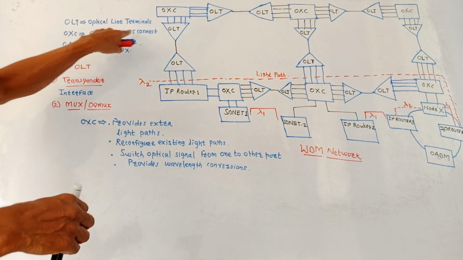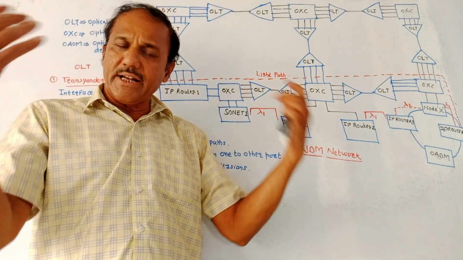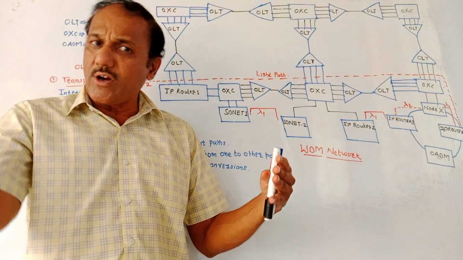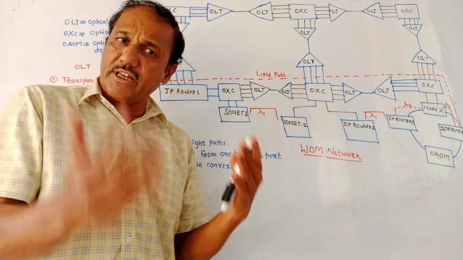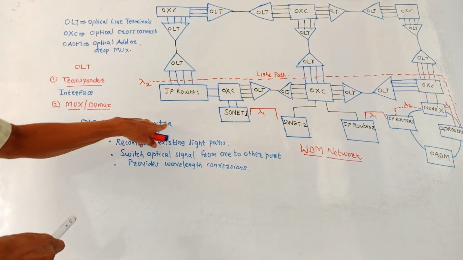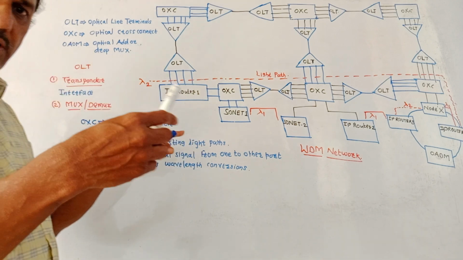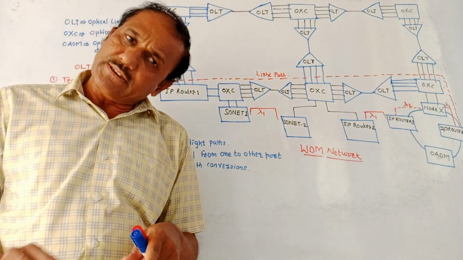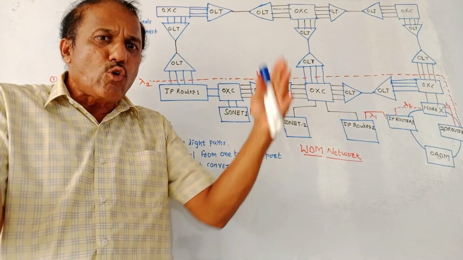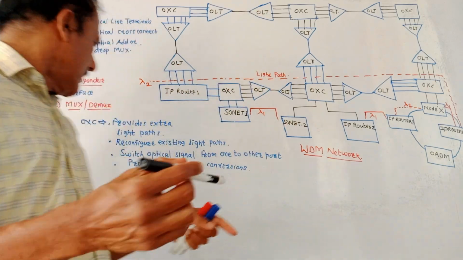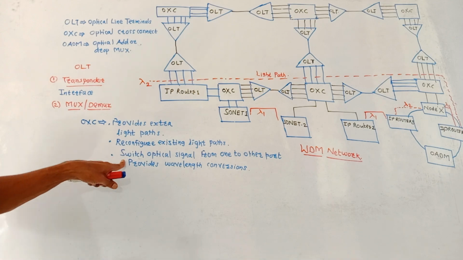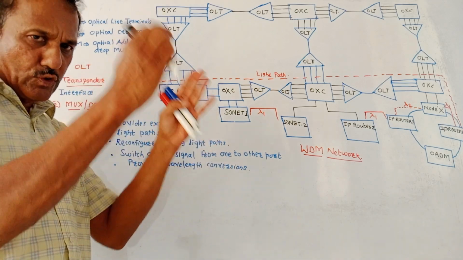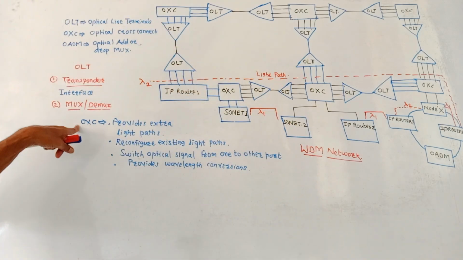Next block is OXC, that is optical cross connections. There may be complicated optical networks, so in such networks it may be required to provide certain extra light paths depending on the application, depending on the requirement. So OXC provides extra light paths depending on the requirement or the application. Then if extra light paths are not required, OXCs are responsible to reconfigure the existing light paths to minimize the losses. Then it switches optical signal from one port to another port. Again, for this switching purpose, to switch the optical signal from one port to another, these OXCs are used.